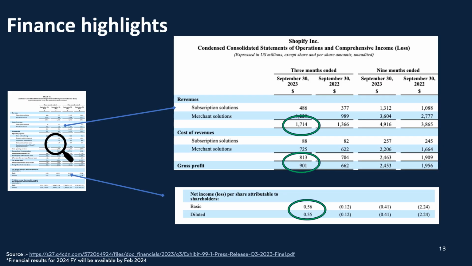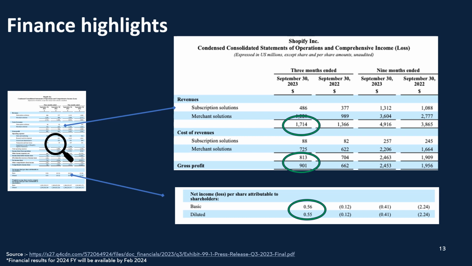Now let's go to the financial highlights for Shopify. As the full year results for 2023 will be out by mid-February, I have considered selecting the data until the September quarter. So the data being flashed on the screen is of September 30th, 2023 versus the September quarter of 2022. If you see, the total revenue has increased by around 25%, reaching from 1.3 to 1.7 billion as compared to the prior year. This translates into a year-over-year growth of around 30%.